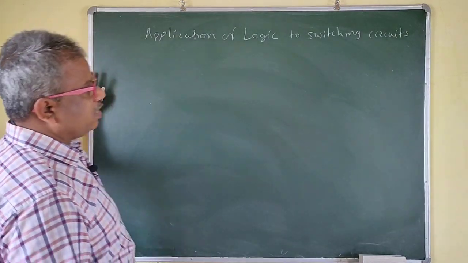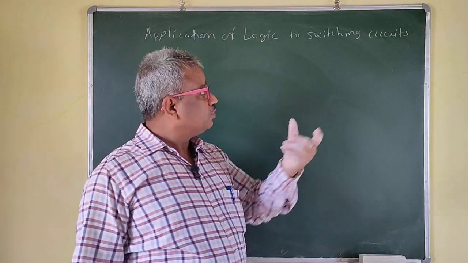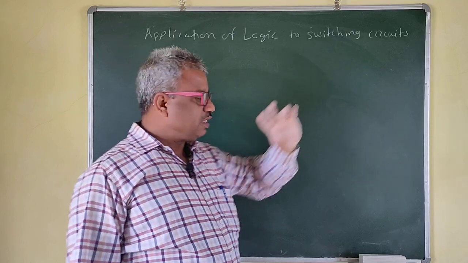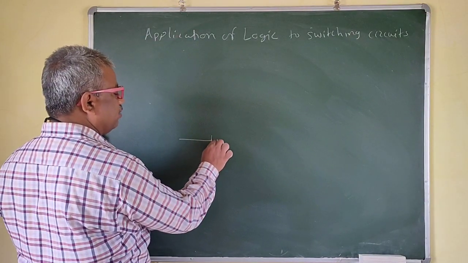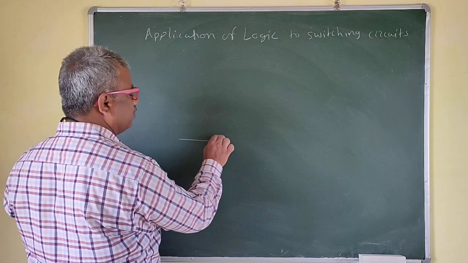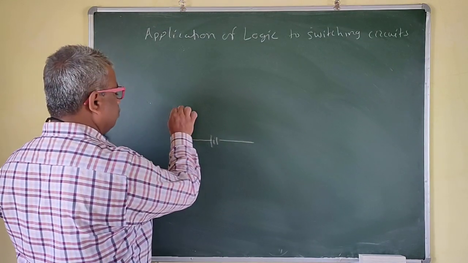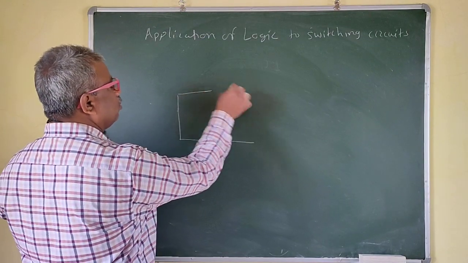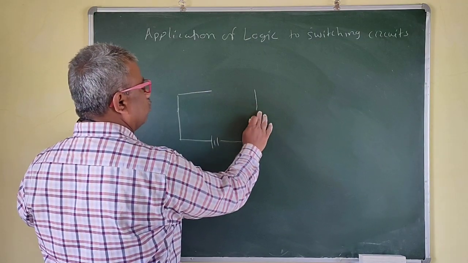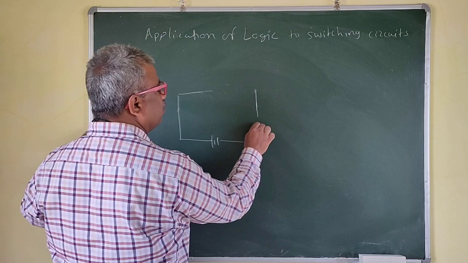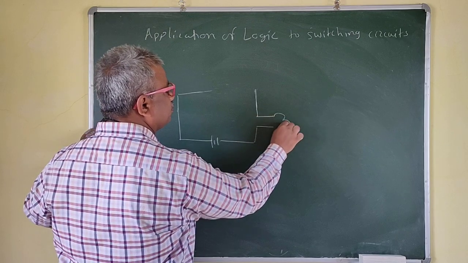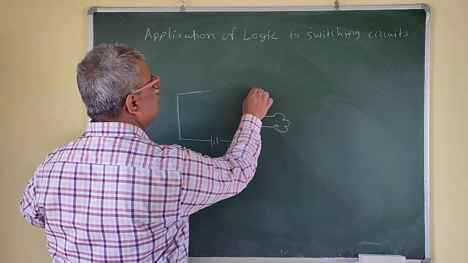Switching circuit, switching means switch, right? Circuit, you know the circuit in physics. Suppose we have this battery here, and the bulb is joined somewhere here. The bulb will be here.